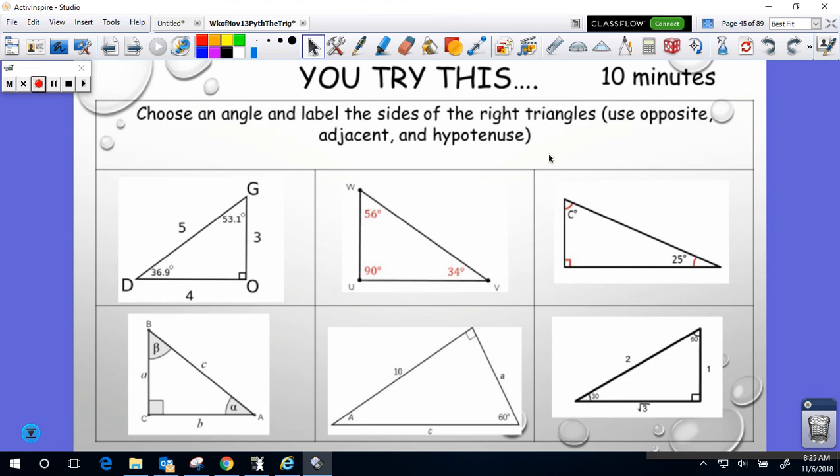So what I want you guys to do is go ahead, follow these instructions on your worksheet, and label these sides. And I'll give you the answers when we get to class.